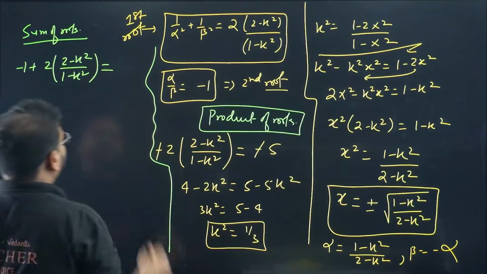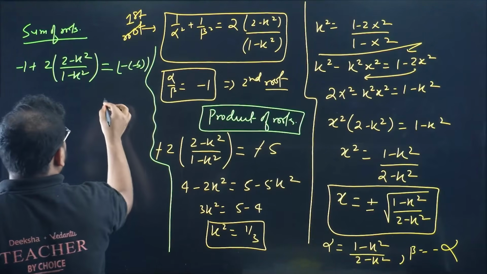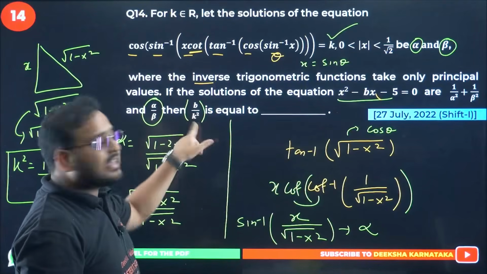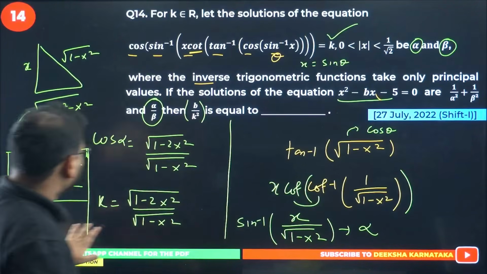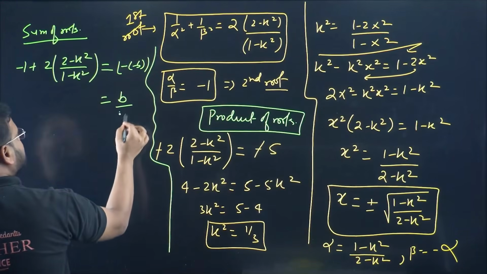Minus of minus b, how much is that? Simply plus b. What are we looking for? We're looking for b by k square. Do I know the value of k square? Yes, k square is coming as 1 by 3. Simply divide this by k square.